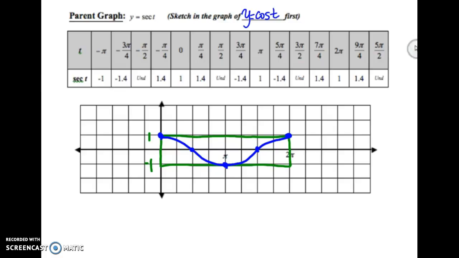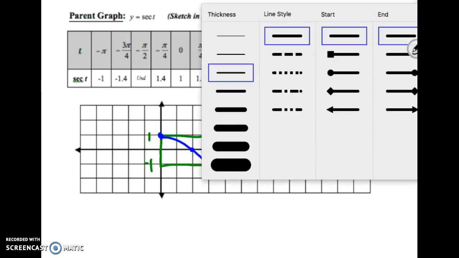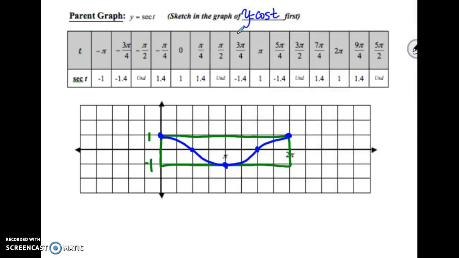So we can go ahead and we can do some graphing, but the first thing I'm going to do, I'm going to label my x-axis, and then I'm going to put my asymptotes in. So here's 0, and then we've got pi over 4, pi over 2, 3 pi over 4, pi, 5 pi over 4, 3 pi over 2, 7 pi over 4, and 2 pi. All right, our asymptotes.